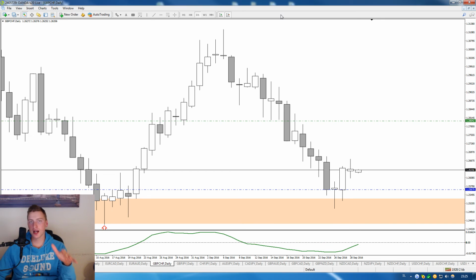Actually, Euro Pound, guys, I believe is 95% or 90% negatively correlated to Pound Swiss. So Pound Swiss and Euro Pound are completely opposite. If you're going to enter Pound Swiss and Euro Pound, be aware, or make sure that your risk is split between these two pairs.